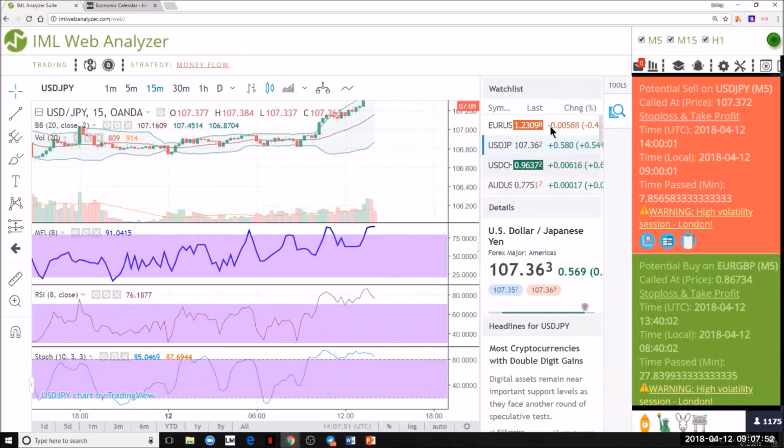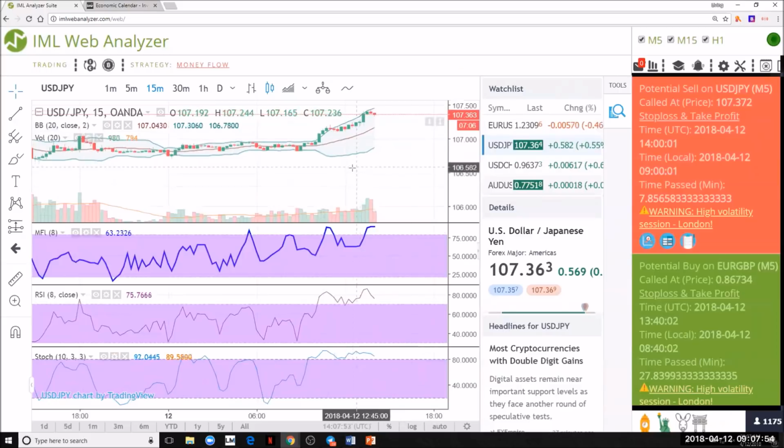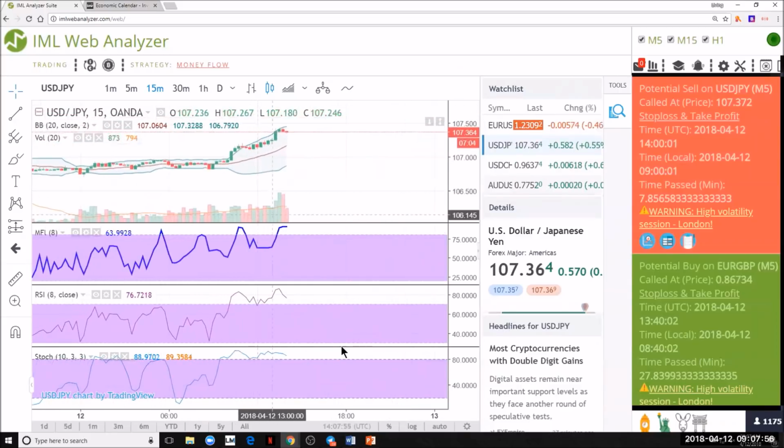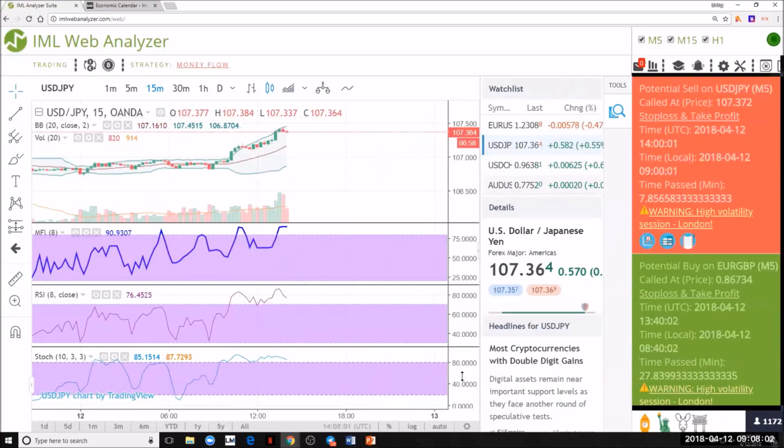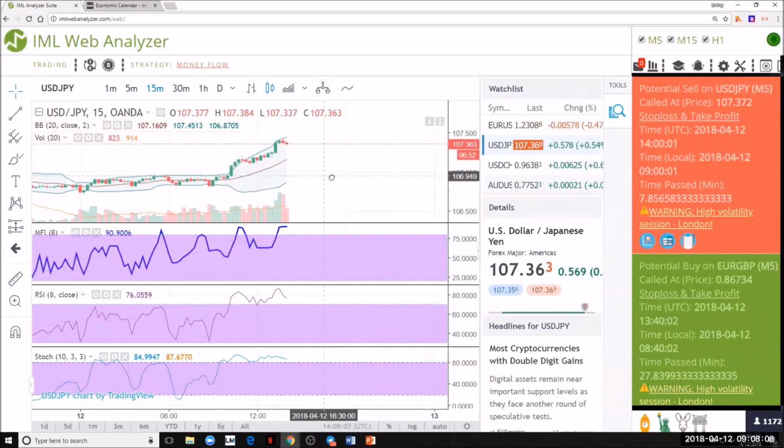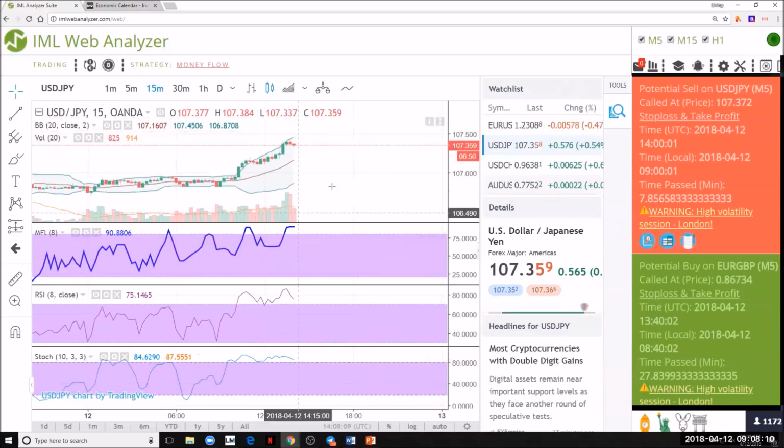And let's see, money flow seems to be looking sideways. And RSI and Stochastic are still looking down. But man, for 9 o'clock in the morning with New York open, this is kind of slow.